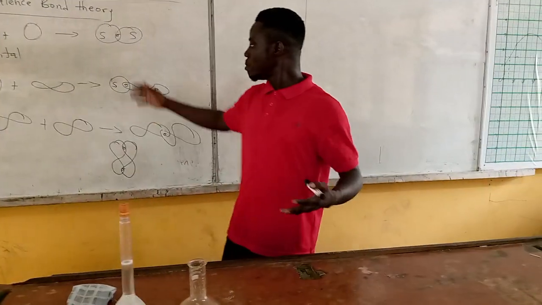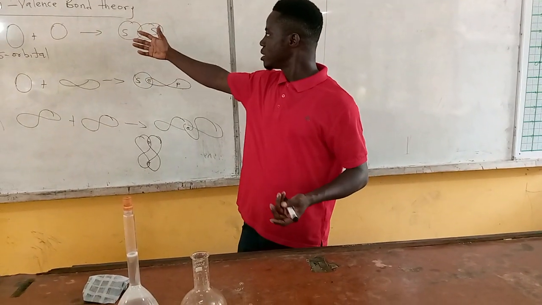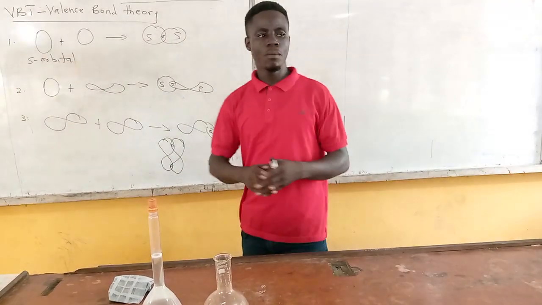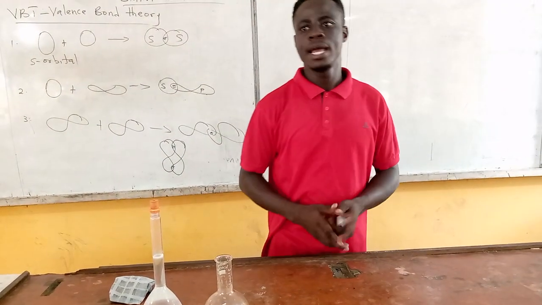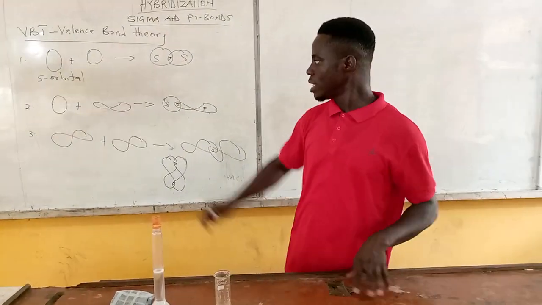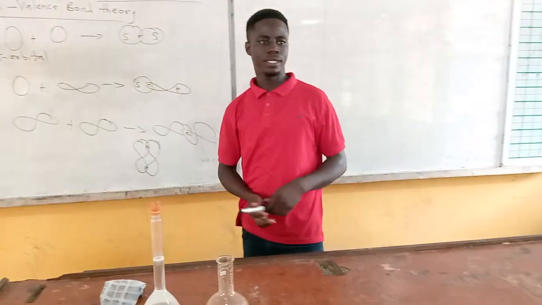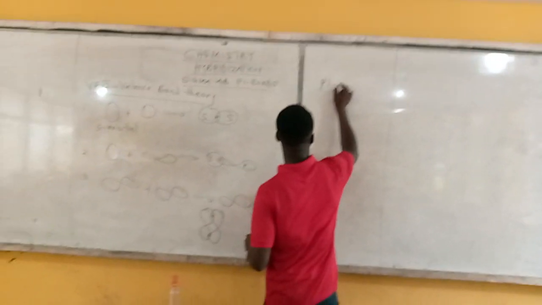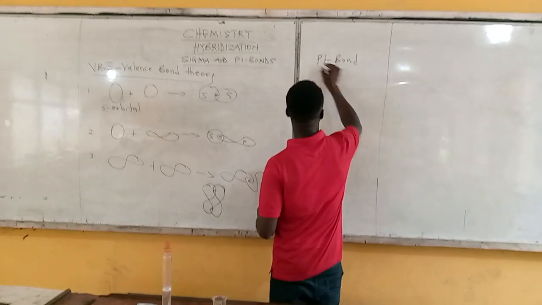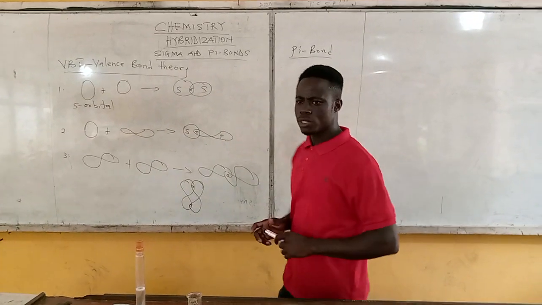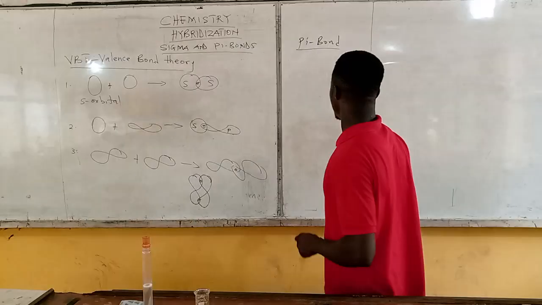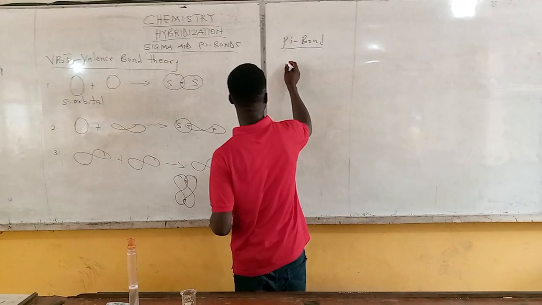However, if I'm able to mix any of these mixed or hybrid orbitals with any of the orbitals, we can also form a sigma bond out of it. So these are all conditions for sigma bond formation. However, when it comes to pi bonds, they are only formed when we have a p orbital.